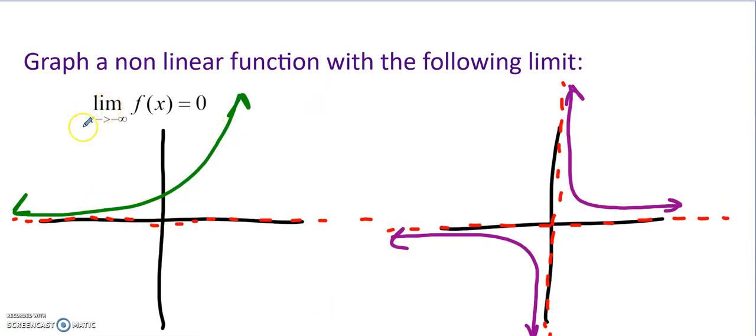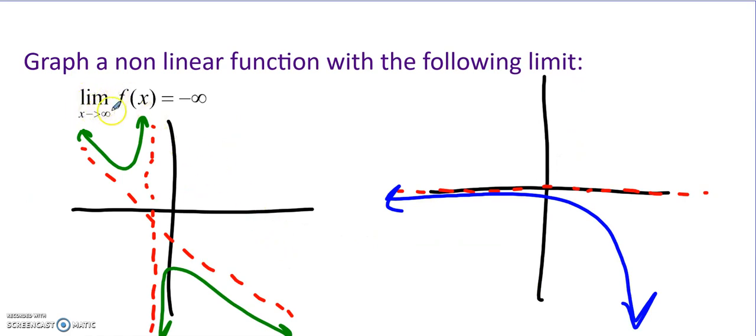Similar sort of idea, the limit as x goes to negative infinity of f of x equals 0. Same thing, except this time it just doesn't have a vertical shift. So for an exponential growth function, as x goes to negative infinity, y, or the limit, approaches 0. Here, a rational function with a horizontal asymptote of y equals 0. So as x goes to negative infinity, the limit, or y values, approach 0.